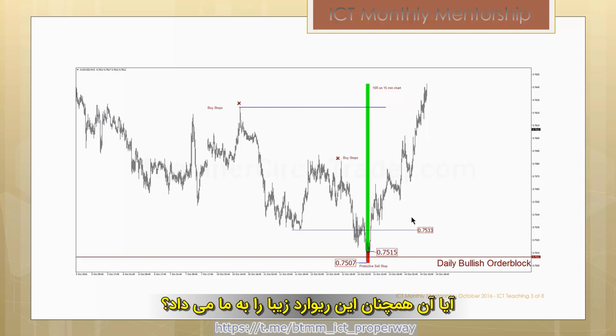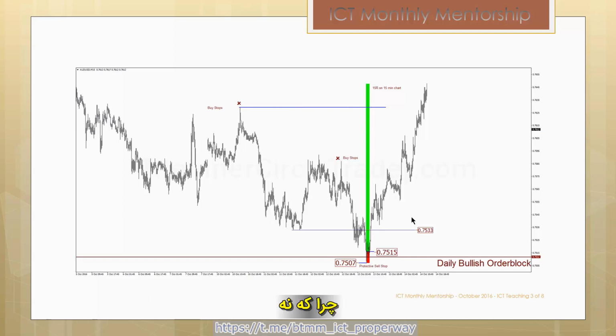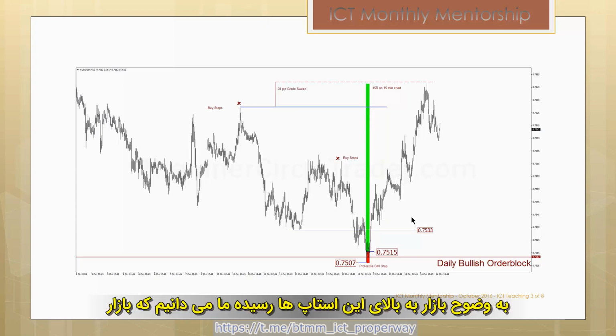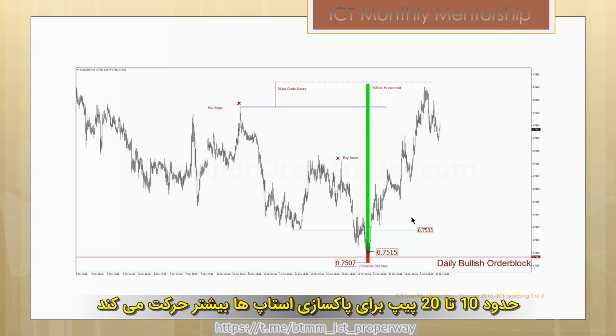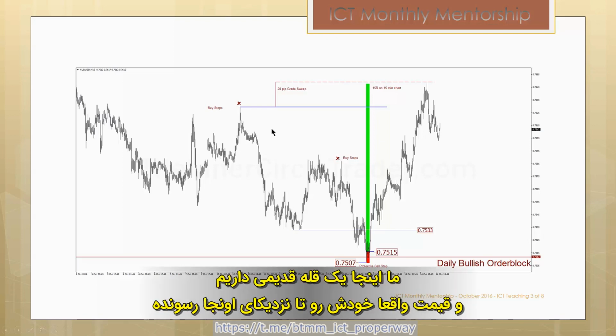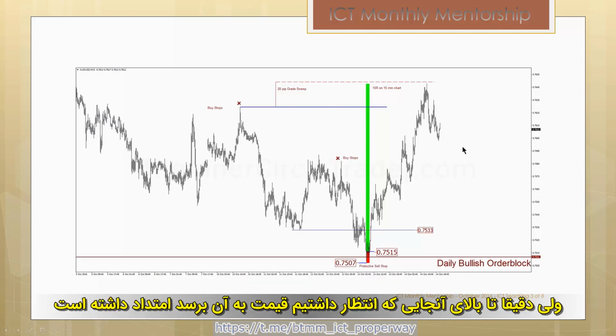Could that still pay out in handsome rewards? Why wouldn't it? Obviously, the market reaches above the stops. We know that the market reaches for 10 and 20 pip grades for stop sweeping. We have the old high back here. And price just gets real close to it, but expands right above where we would expect to see price reach for.